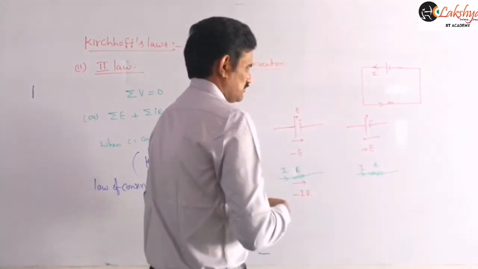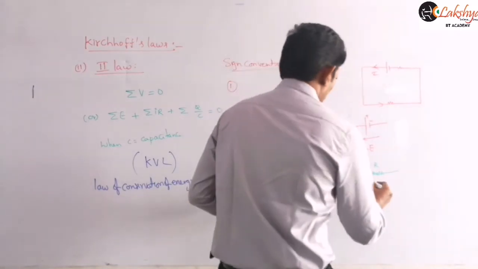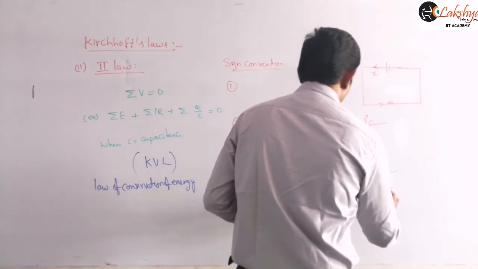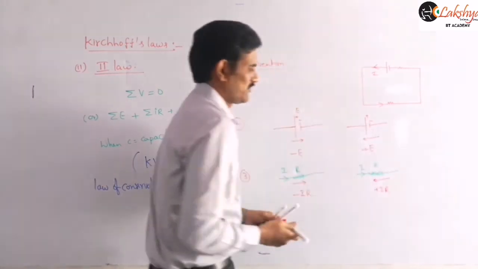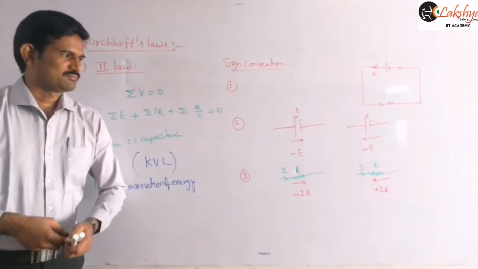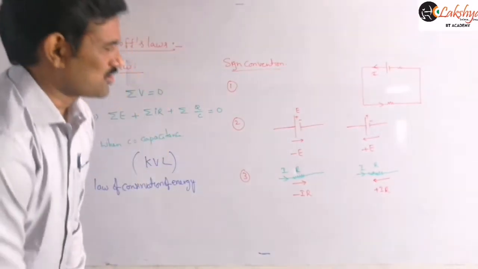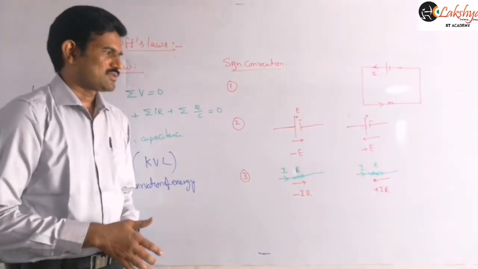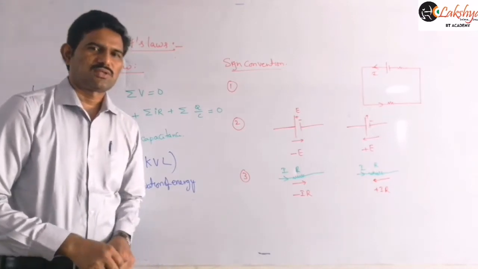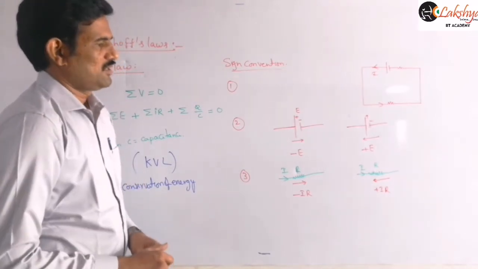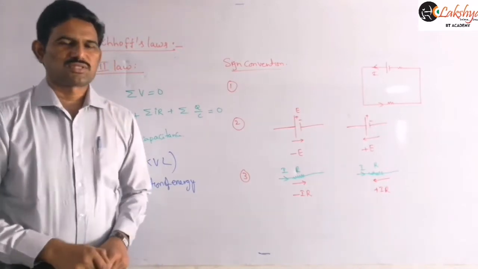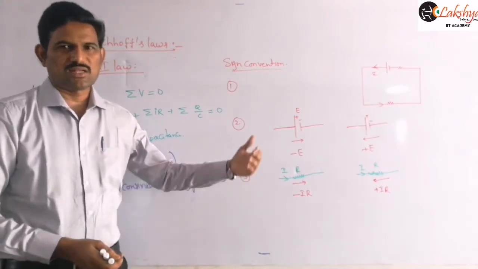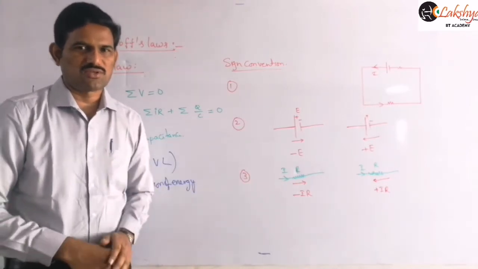But when we travel opposite to the direction of current, then the potential drop across the resistance is taken as positive, that is plus IR. It is the same for either internal resistance or external resistance. We follow the same sign convention there, right?